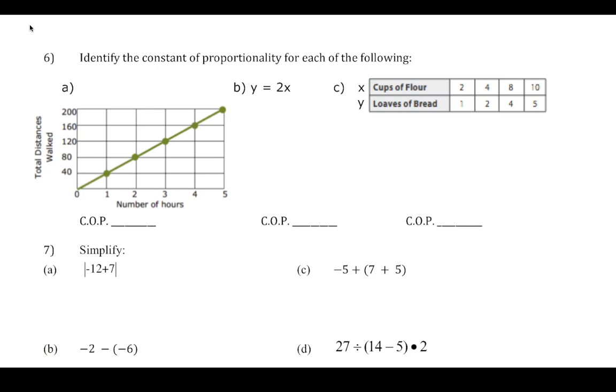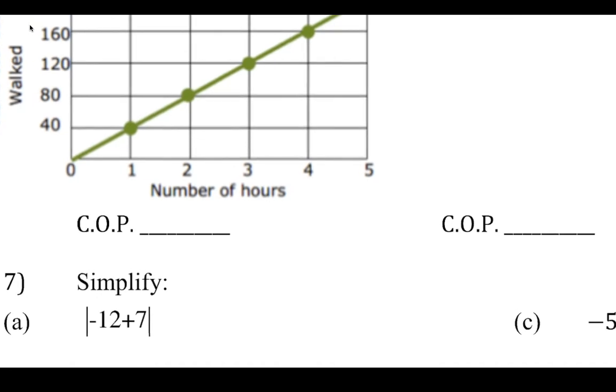Okay, page 2 here. The first one says identify the constant of proportionality. Constant of proportionality is the same as the unit rate. I could take any of these points and do the y divided by x. So this one is 40 divided by 1, or 80 divided by 2, 120. They're all the same, which comes out to 40.